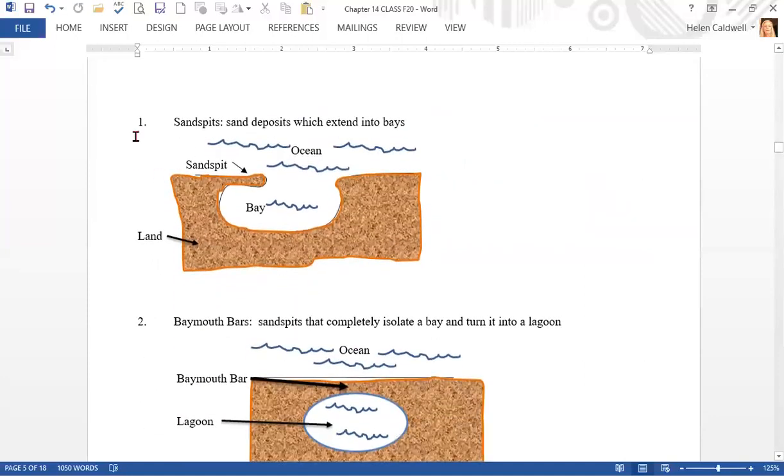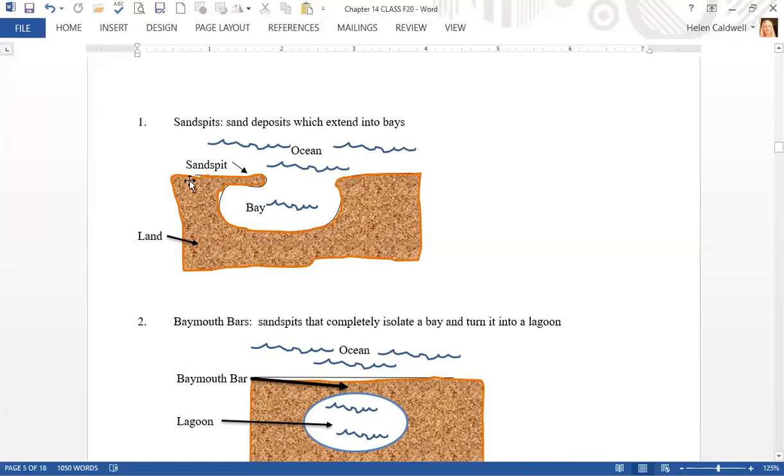One thing you could get is a sand spit. Those are deposits which extend into the bay. So here is our drawing. You ought to be able to do these drawings. I've drawn it, and you don't have to shade it, or you can just do it with your pencil. The part that sticks out into the bay is the sand spit. This little finger of land sticking out into the bay is the sand spit.